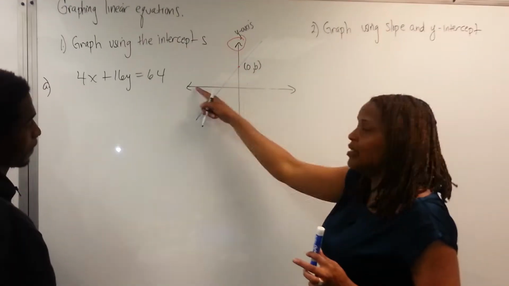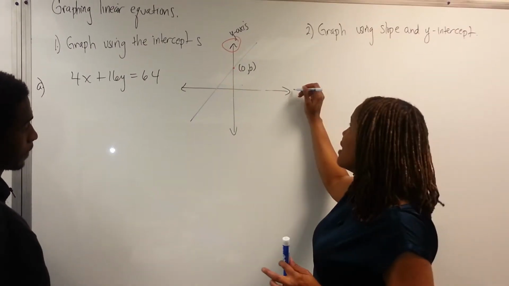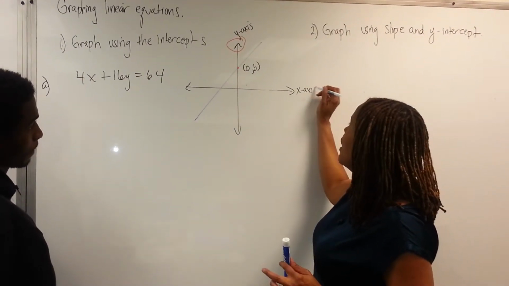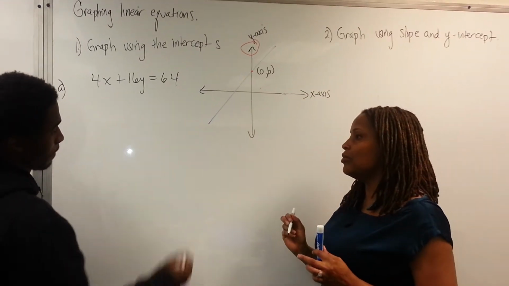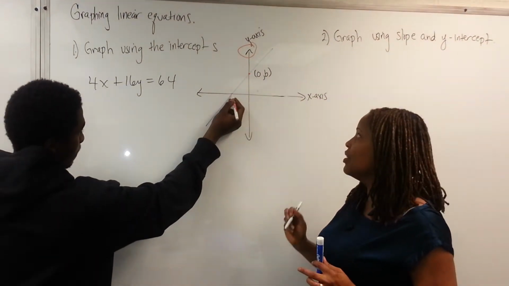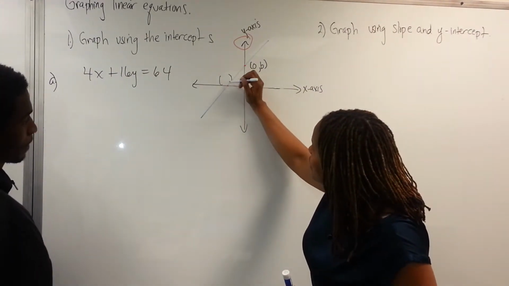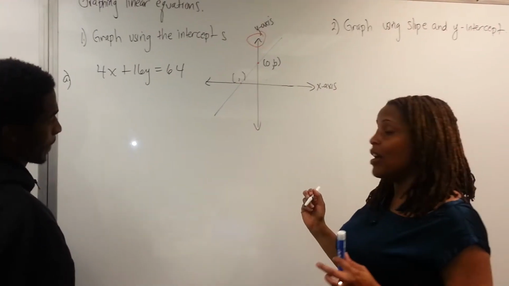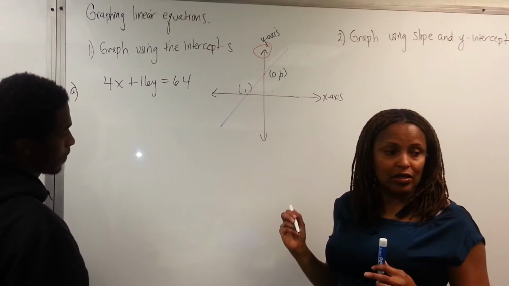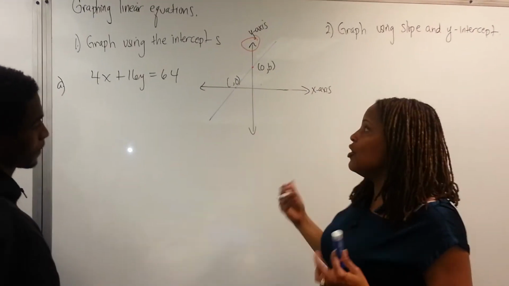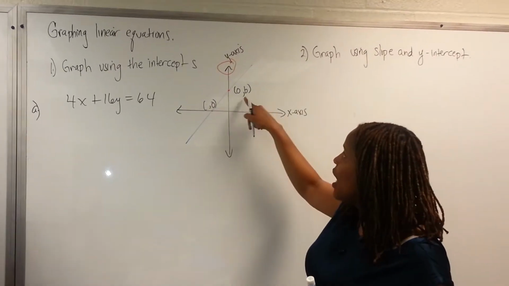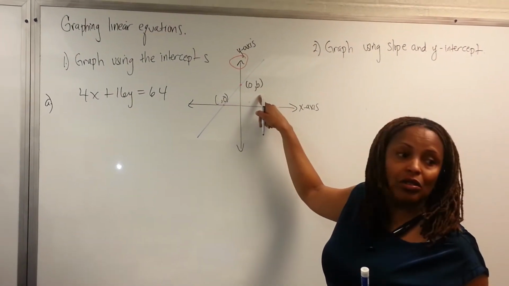What's this line called? The x-axis. And Raheem, point to the x-intercept. Good. So when you have an x-intercept, the y value is always what? 0, because you don't go up and down in it. Okay? So if you're going to find the y-intercept, what do you do?